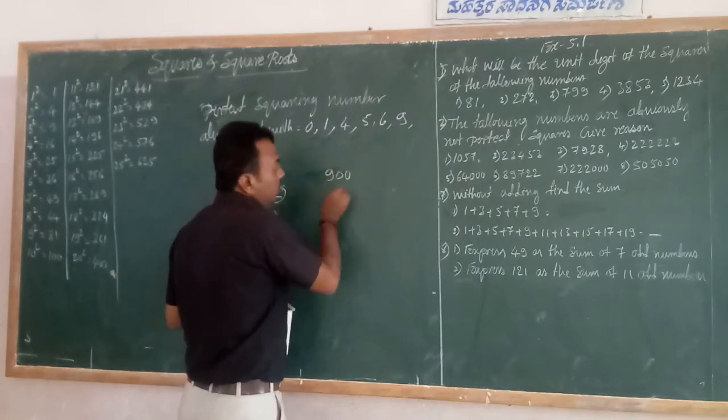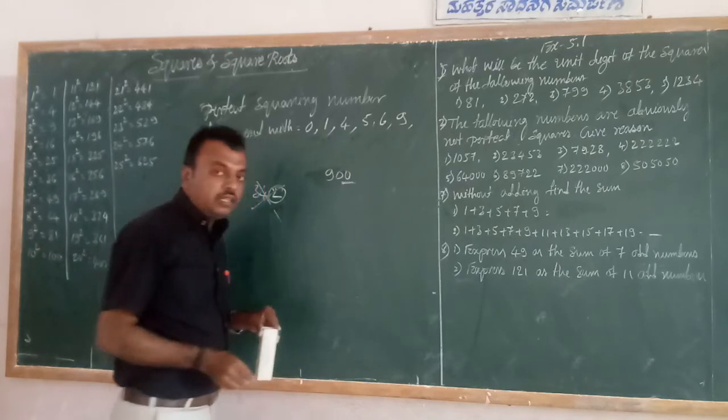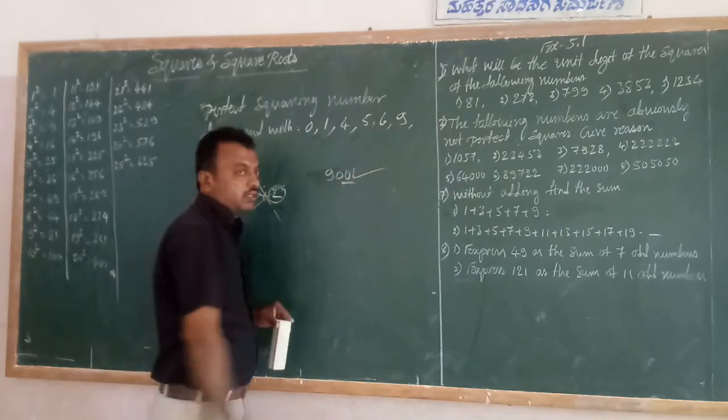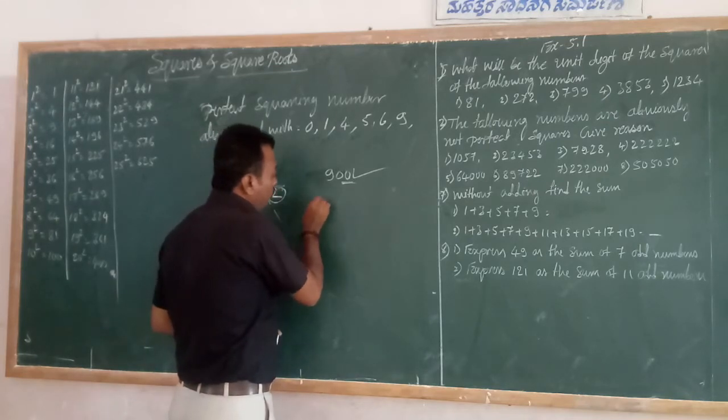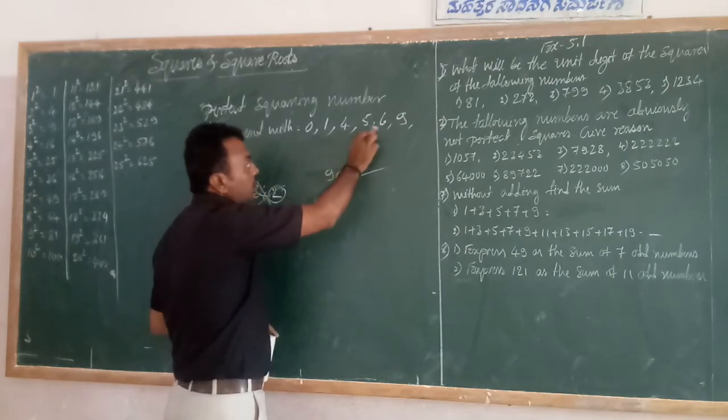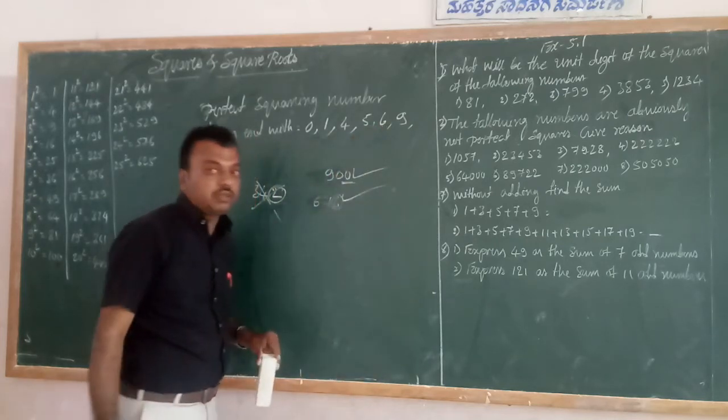900. The number ends with 0. That's why it is a perfect square number. Okay. And then 676. 6 is the ending digit there. Yes, this is also a perfect square number.